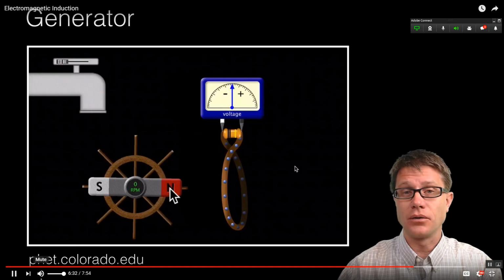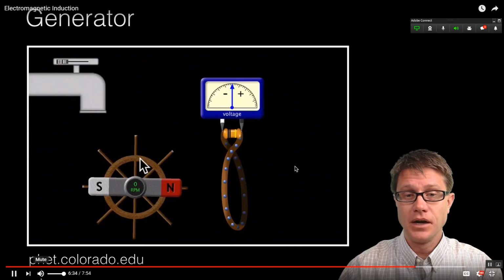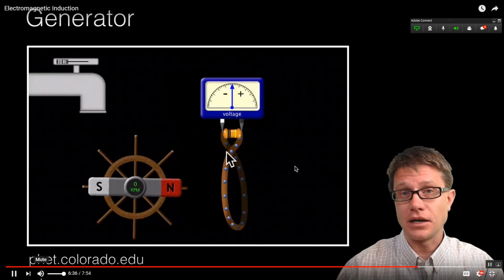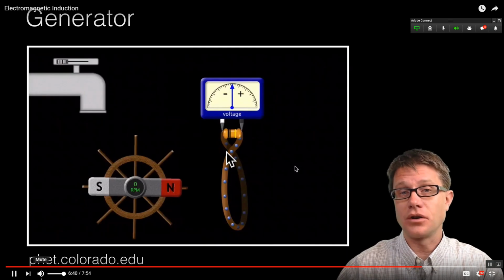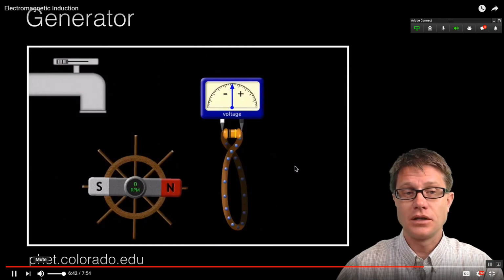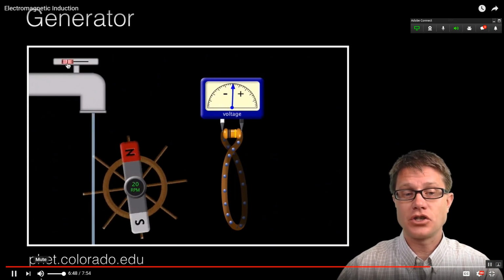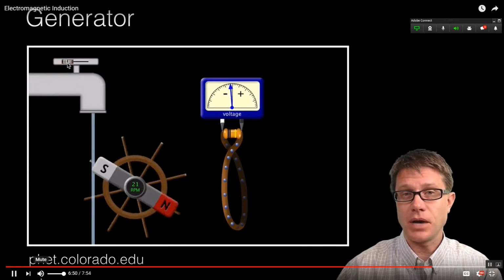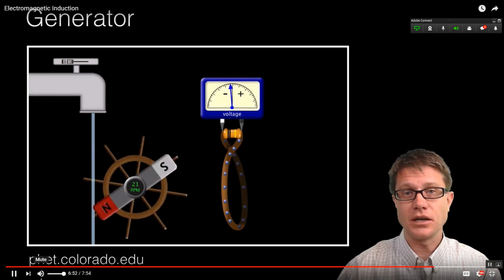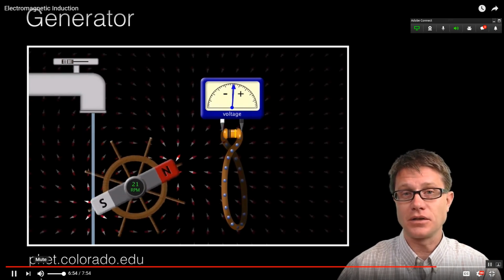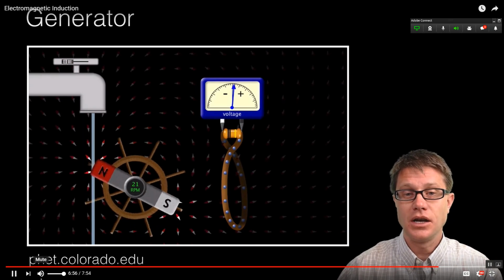So that I can spin that magnet. I have my wire again, and I'm trying to induce current inside that wire, and then I'm going to measure the amount that I'm going to change. And so watch what happens now when I start to turn on the water inside that faucet. It's changing the position of the magnet. As it changes the position of the magnet, it changes the magnetic field. You can see the magnetic field lines are changing, and so I'm starting to get a little bit of current.